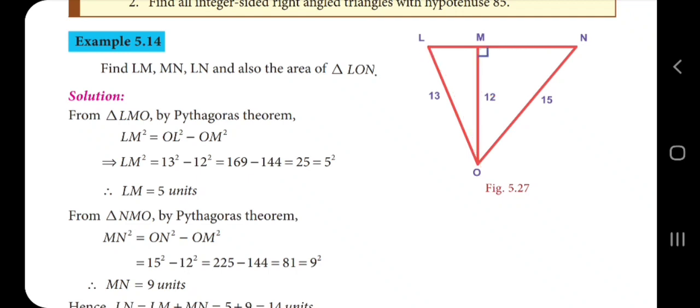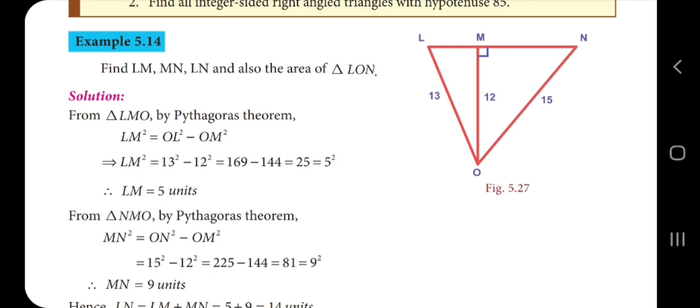If you see here, in triangle LMO, by Pythagoras theorem, LM square is equal to OL square minus OM square. So in Pythagoras theorem, we add the squares of the other two sides to get the hypotenuse square. Now we are subtracting to find LM. So LM square is equal to 25. So LM is 5 units.